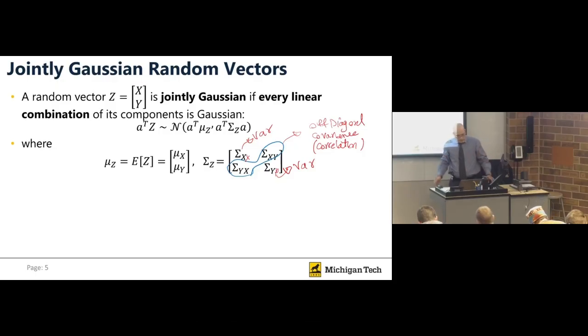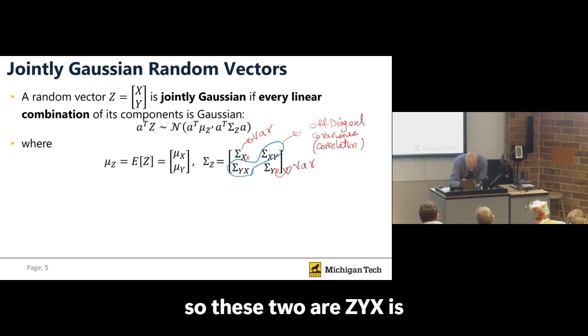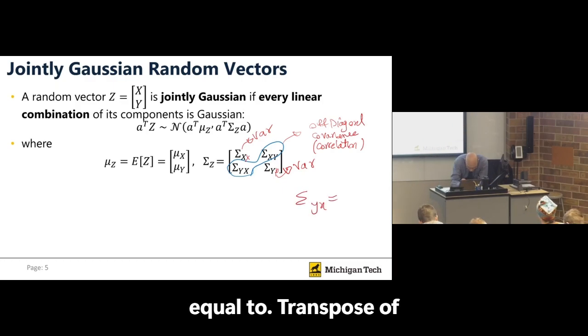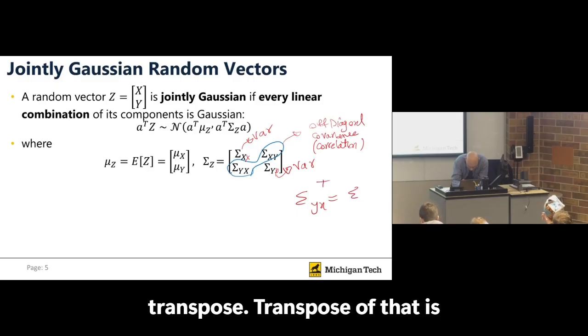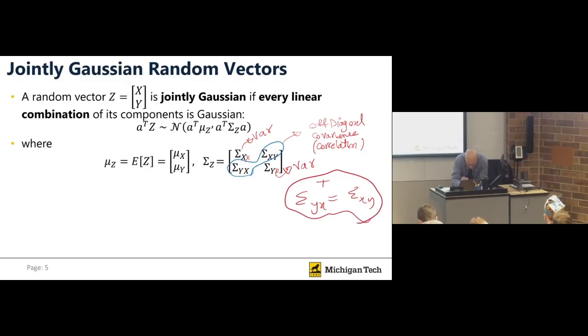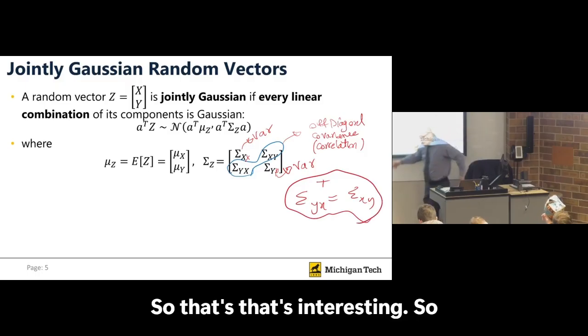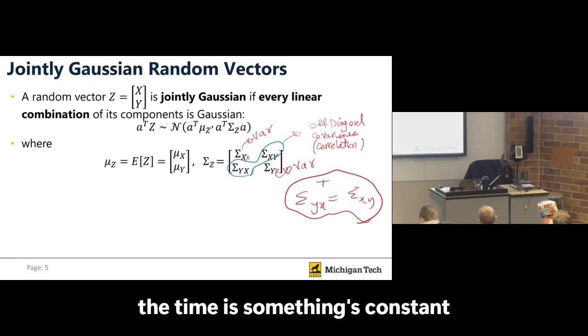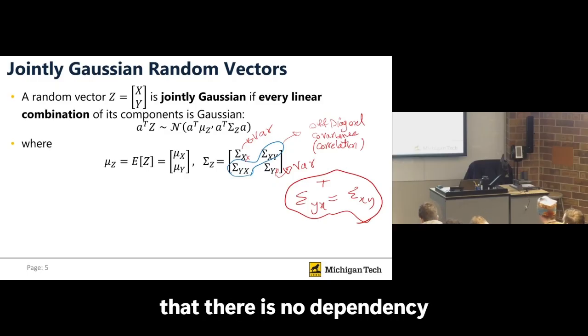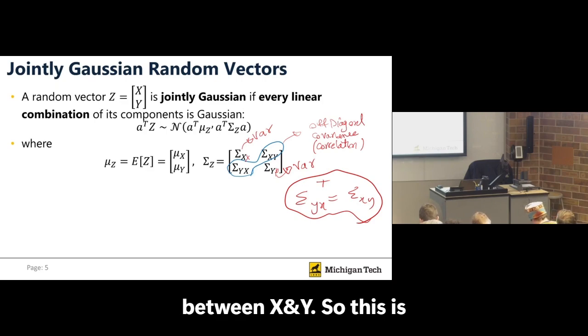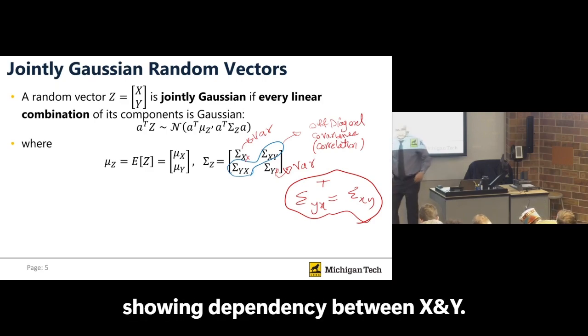They are equal. They are the transpose of each other. So sigma yx is equal to the transpose of that. Sorry, not inverse, transpose. The transpose of that is sigma xy. So that's interesting. The off diagonal most of the time is something constant or something similar, or 0. If it's 0, it means there is no dependency between x and y. So this is showing dependency between x and y.